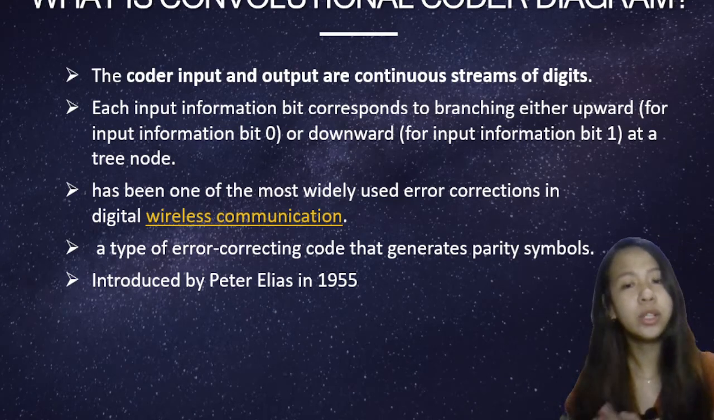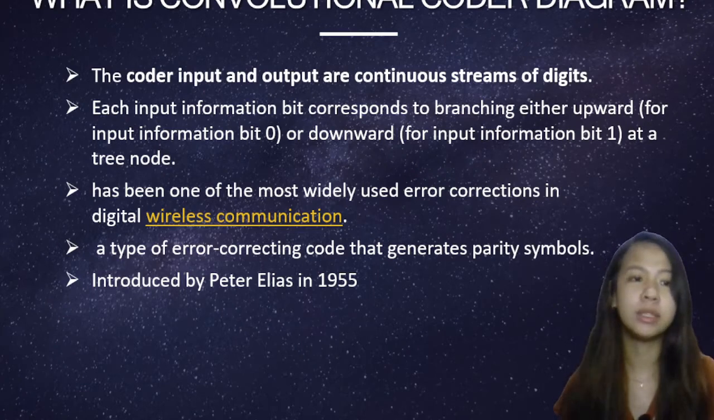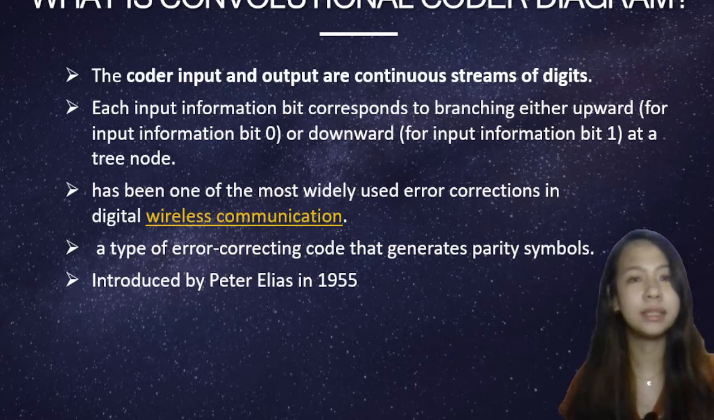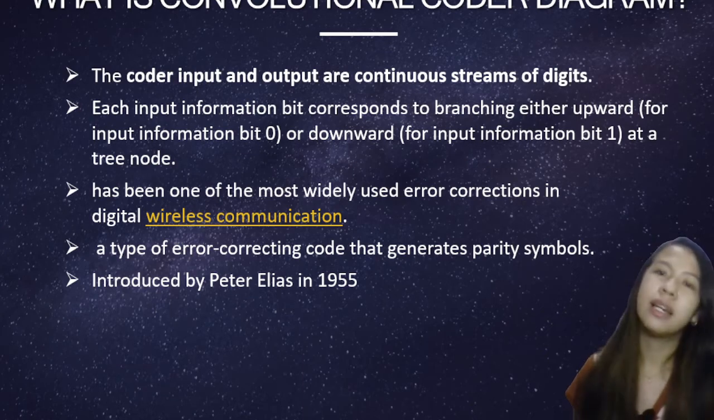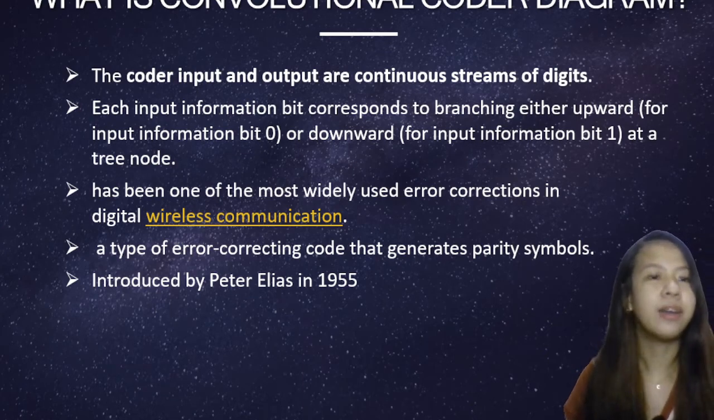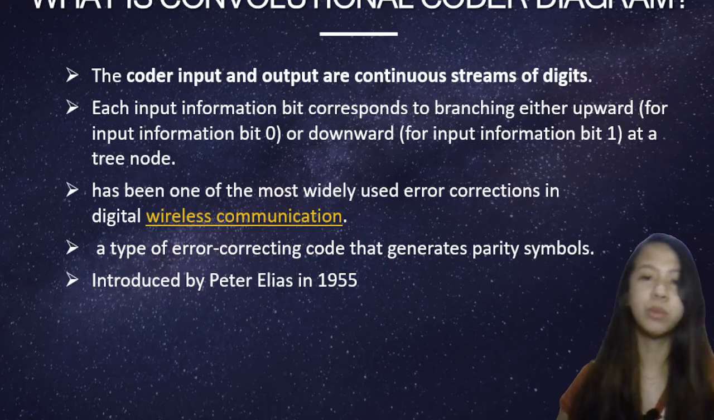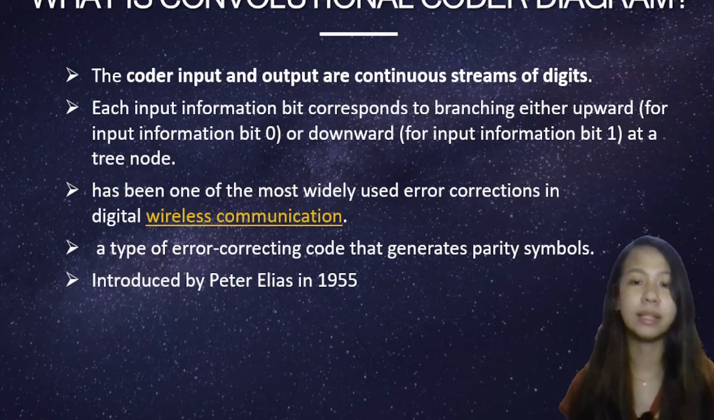So, the coder input and output are continuous streams of digits. The coder outputs n digits for every k digits input, and the code is described as a rate k over n code. If the input digits are included unmodified in the coder output, the code is described as systematic. So each input information bit corresponds to branching either upward for input information bit 0 or downward for input information bit 1 at a tree node.